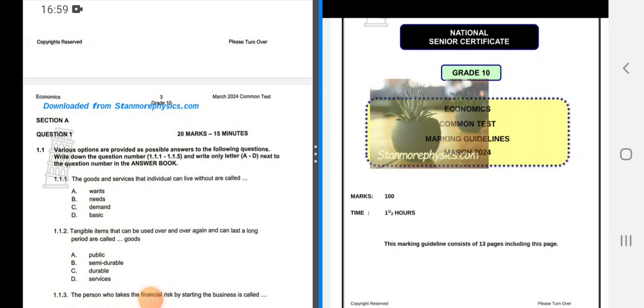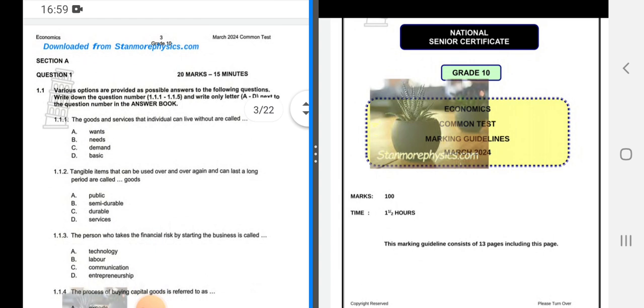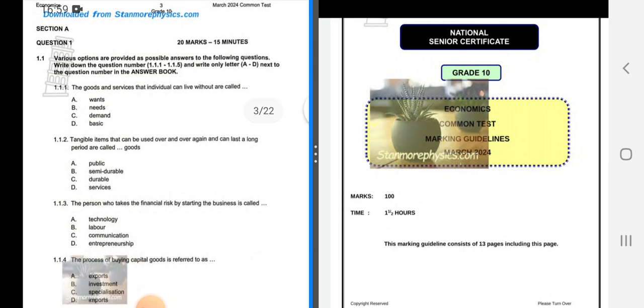So 1.1.1 says the goods and services that individuals can live without are called. So you must choose what are those goods and services which individuals cannot live without. I have a video that I did on economics that I will link. I will link all the videos of economics grade 10 in the description box down below, so you can watch them or read your textbook before you come and answer or check this video. So 1.1.1, you must write them down. Then we are going to discuss the answers together looking at the memo.